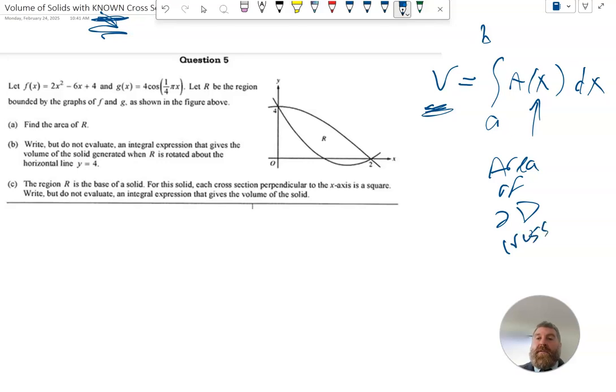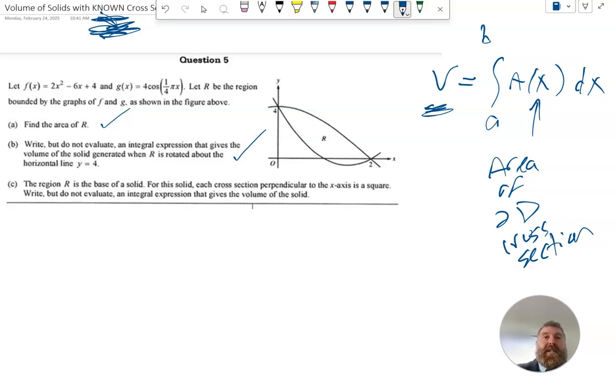So all we're doing is building, stacking an infinite number of circles or an infinite number of triangles or rectangles or squares, as long as we can come up with and articulate the area, as long as the area is known for that cross section, then we can find the resulting volume of that solid. Okay? So we worked through part A today in class, we worked through part B today in class. Let's take a look at part C.